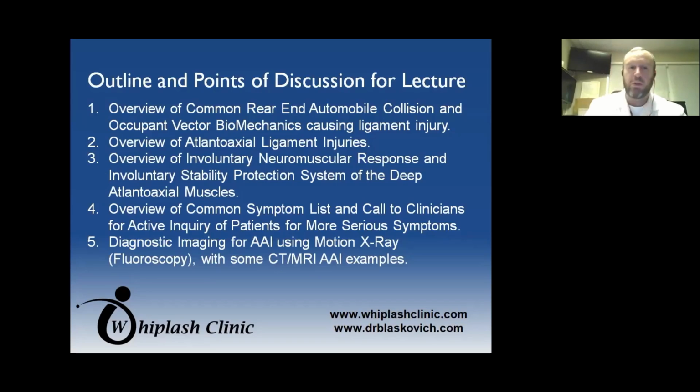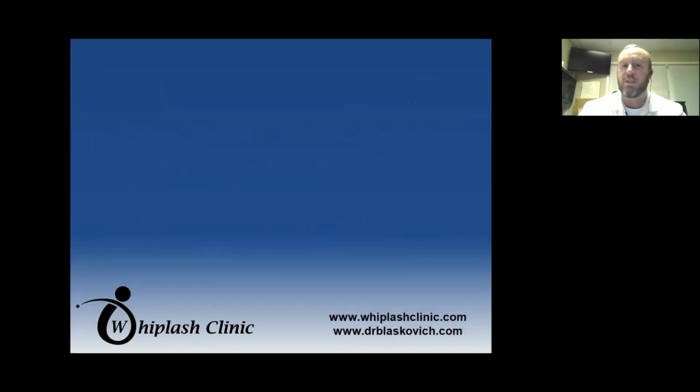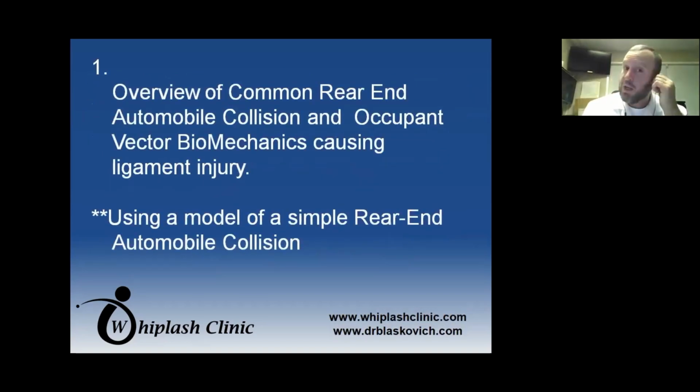So without further ado, let's get into the overview of the most common method by which the majority of our patients sustain their injuries and their problems, and that is a rear end automobile collision. So an overview of a common rear end automobile collision and the occupant vector biomechanics causing ligament injury. I'm going to show you a model of a simple rear end automobile collision and what happens to an occupant when rear-ended.